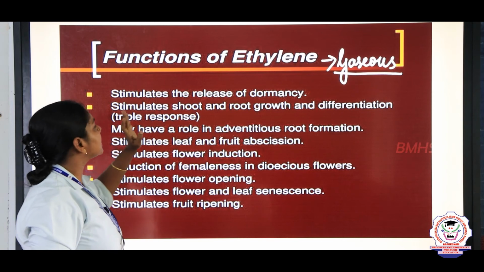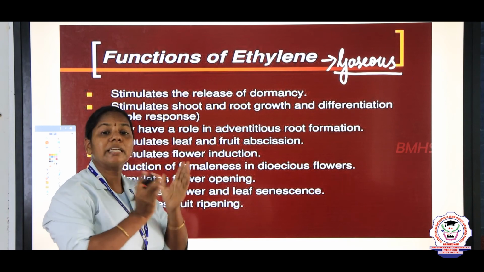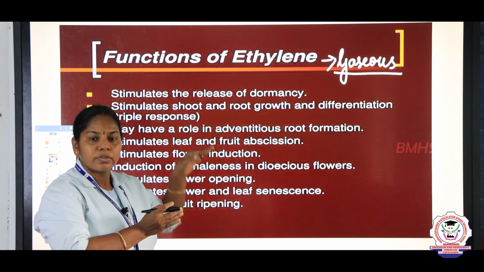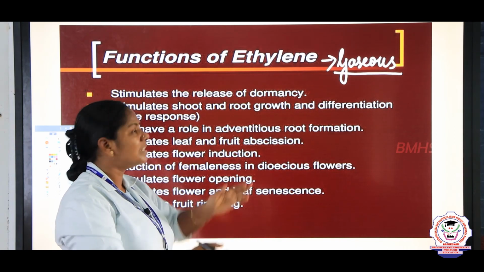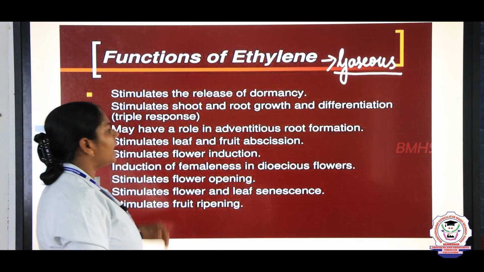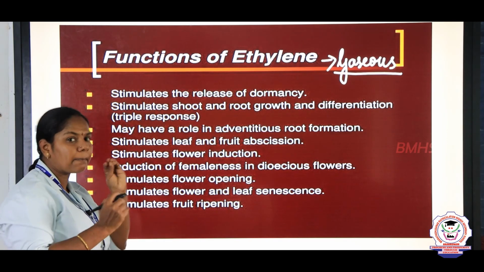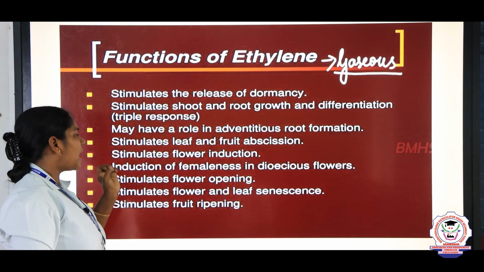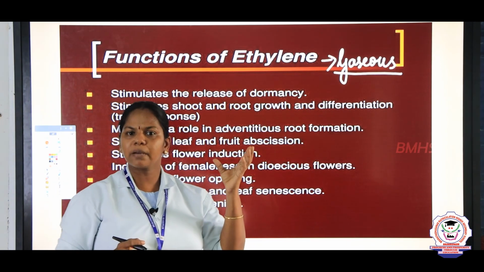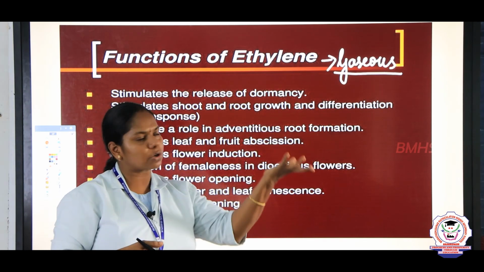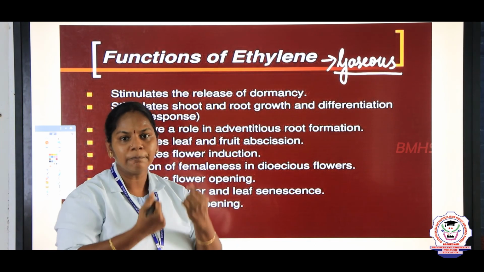First one is that it stimulates the release of dormancy, right? That is, the seeds remain inactive. It inhibits the germination. I told you the first three hormones are responsible for growth, and the last two hormones are responsible for inhibiting the growth. So it stimulates the dormancy, and also it is responsible for stimulating the root and shoot development to some extent, and it stimulates the leaf and fruit abscission. You know that when the fruit is ripe, what happens? It falls down from the tree, right? Likewise, when the leaves mature, they become yellowish and wither from the plant.